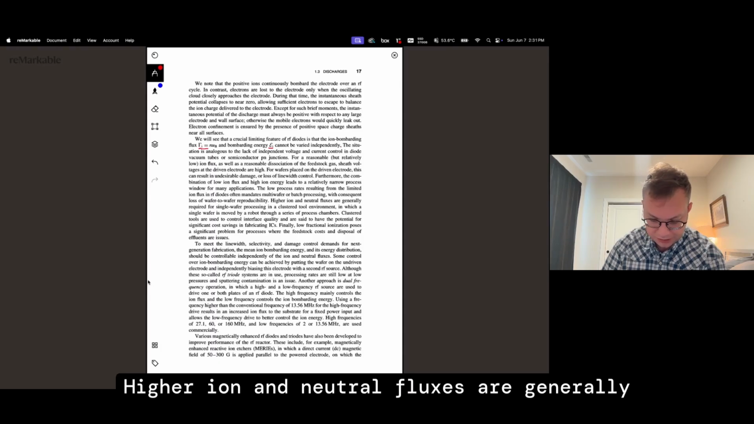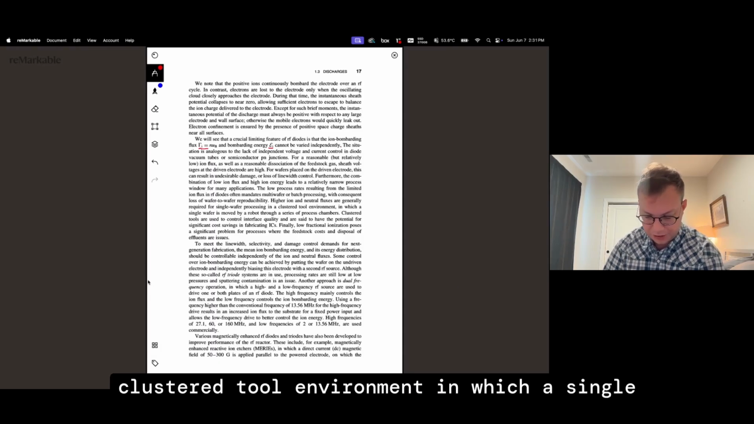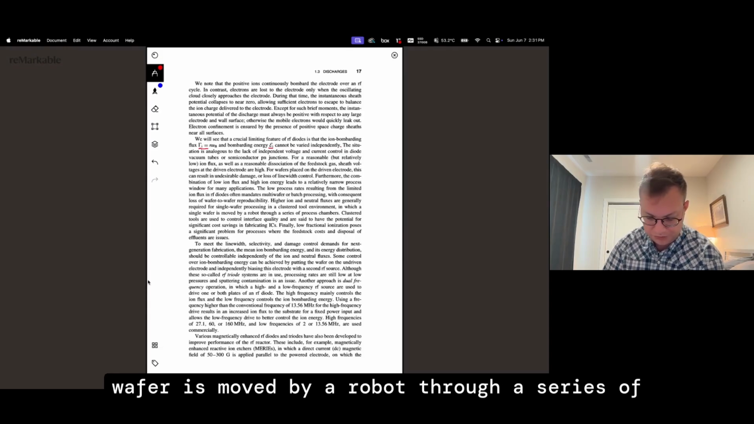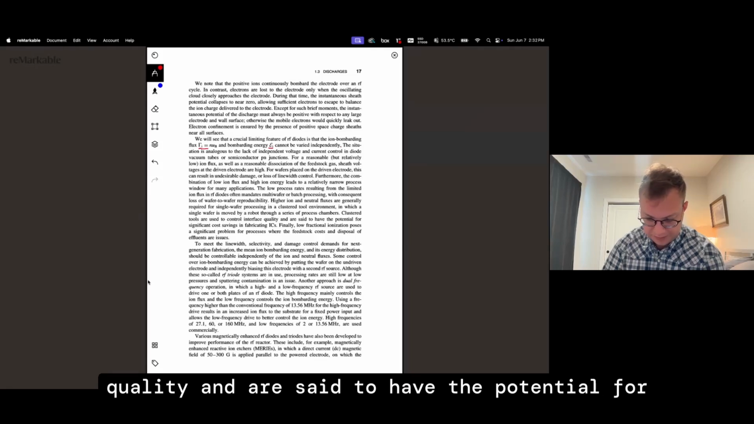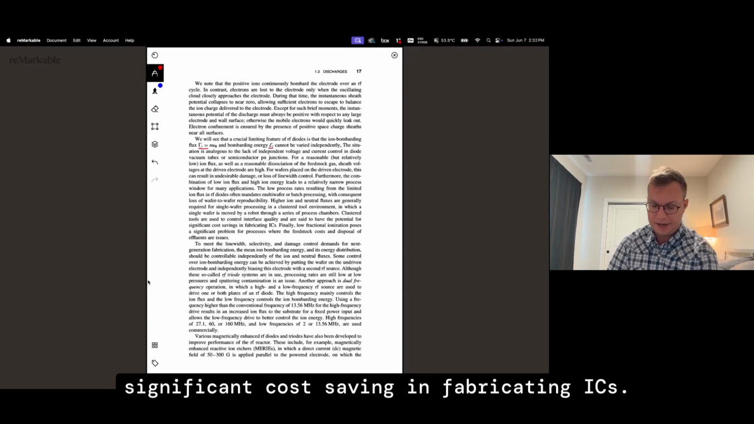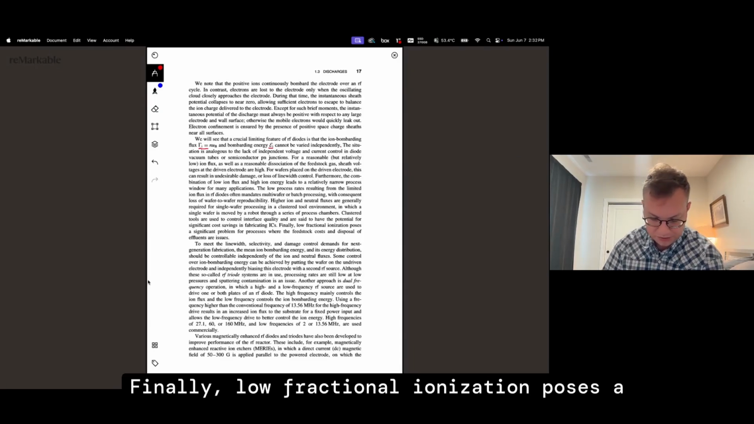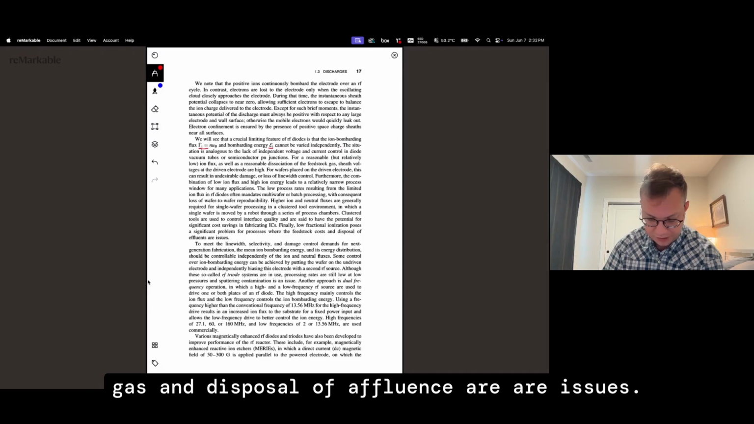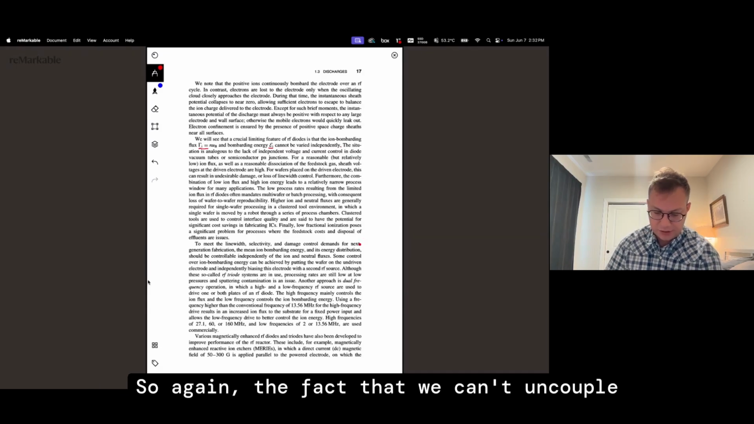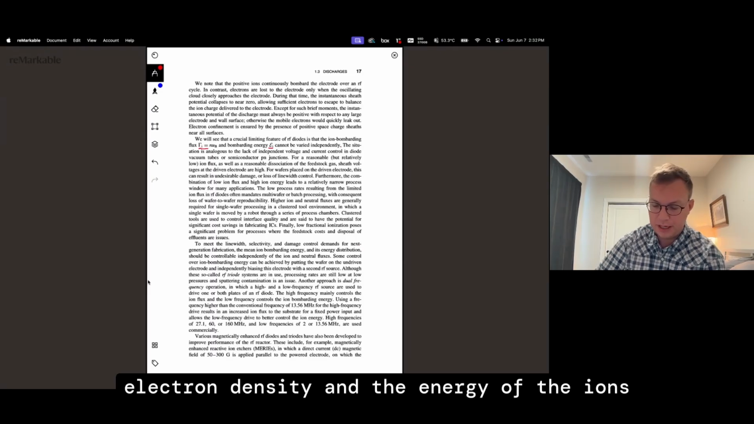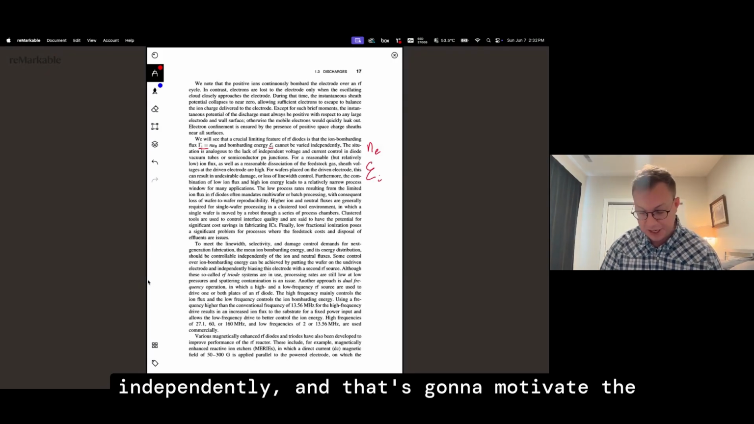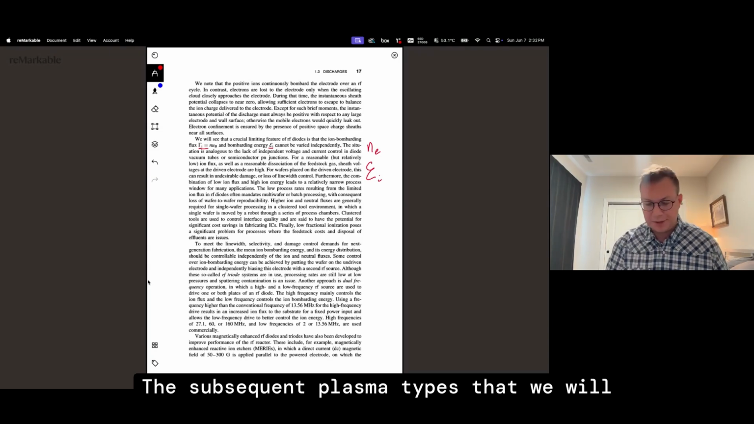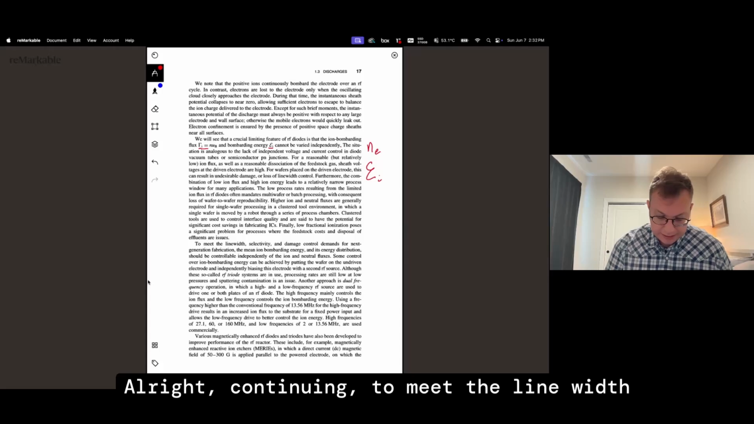Higher ion and neutral fluxes are generally required for single wafer processing in a clustered tool environment, in which a single wafer is moved by a robot through a series of process chambers. Clustered tools are used to control interface quality and are said to have the potential for significant cost saving in fabricating ICs. Finally, low fractional ionization poses a significant problem for processes where feedstock gas and disposal of effluents are issues. So again, the fact that we can't uncouple electron density and the energy of the ions means that you have a limited process window. So in an ideal world, you can control those independently, and that's going to motivate the subsequent plasma types that we will discuss. All right, continuing.